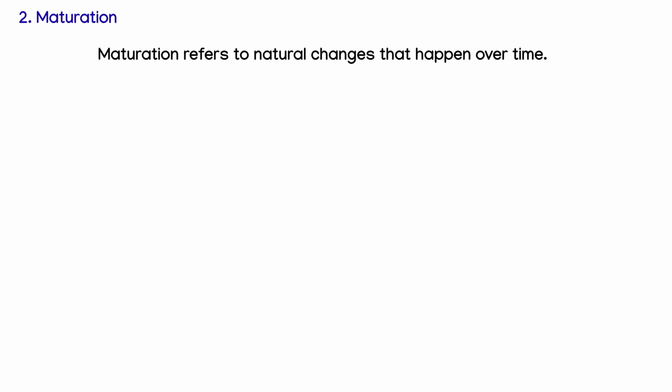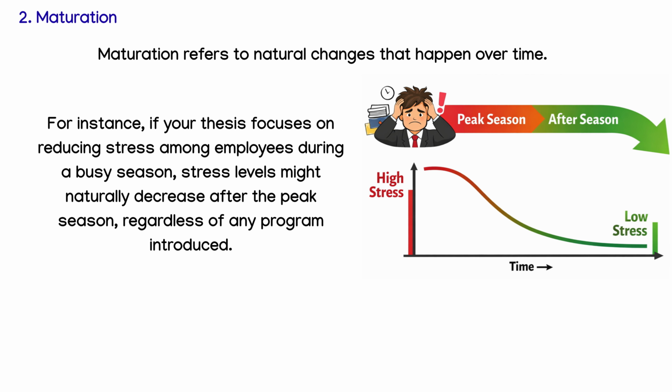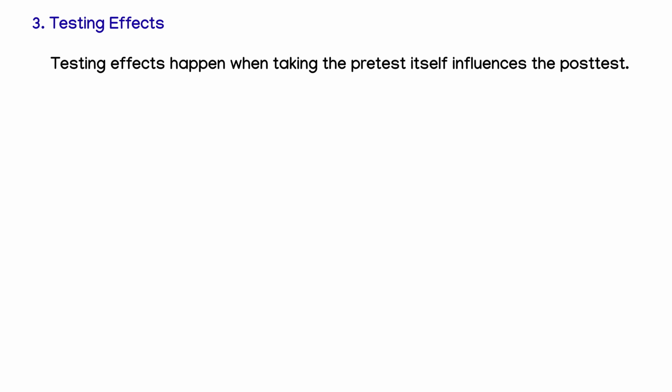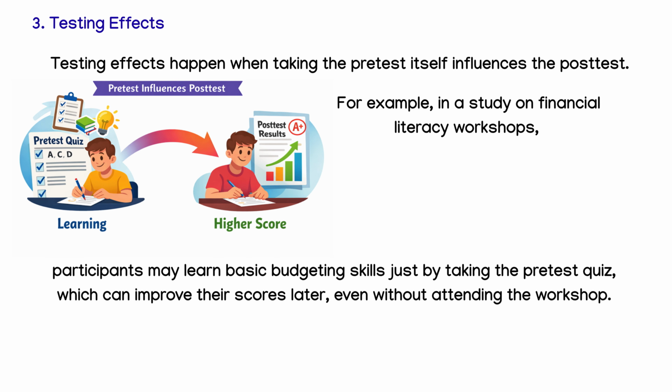2. Maturation. Maturation refers to natural changes that happen over time. For instance, if your thesis focuses on reducing stress among employees during a busy season, stress levels might naturally decrease after the peak season, regardless of any program introduced. 3. Testing effects. Testing effects happen when taking the pretest itself influences the posttest. For example, in a study on financial literacy workshops, participants may learn basic budgeting skills just by taking the pretest quiz, which can improve their scores later, even without attending the workshop.